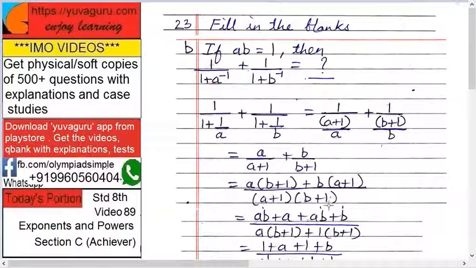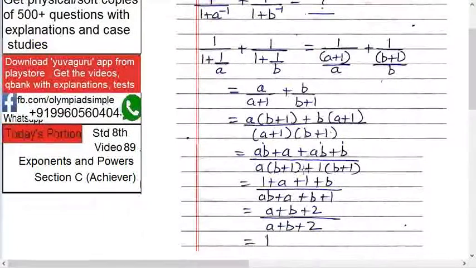The whole upon this. Solve this bracket also. A into b plus 1 plus 1 into b plus 1 at the denominator bracket, right? So what it becomes? ab plus a plus ab plus b. But ab is given as 1. So 1 plus a plus 1 plus b. In the denominator then, ab plus a plus b plus 1.